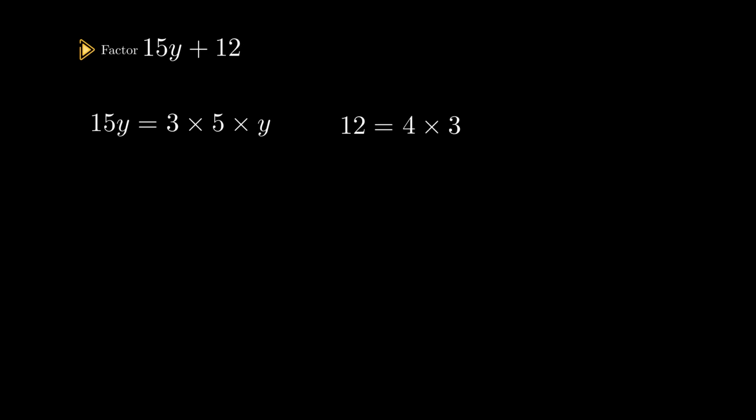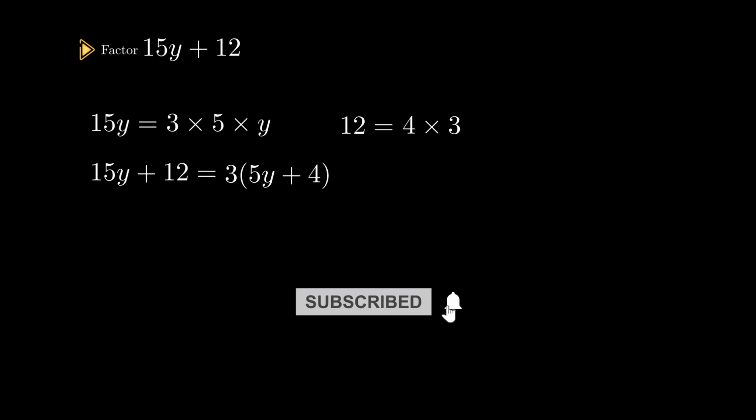We have 15y plus 12. Now we'll have to think about numbers that can be multiplied to give us 15y and 12. Let's break it down. 15y into 3 times 5 times y and 12 into 4 times 3. If we closely look at the expression, we can see that 3 is common in both 15 and 12. So we can take 3 out of 15y and 12 and write it as 3 times (5y plus 4). So the factored form of 15y plus 12 would be 3 times (5y plus 4). And this is how we can factor an expression.